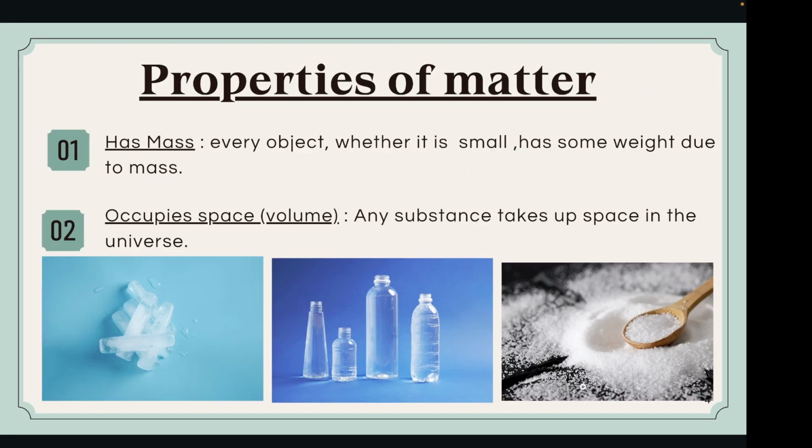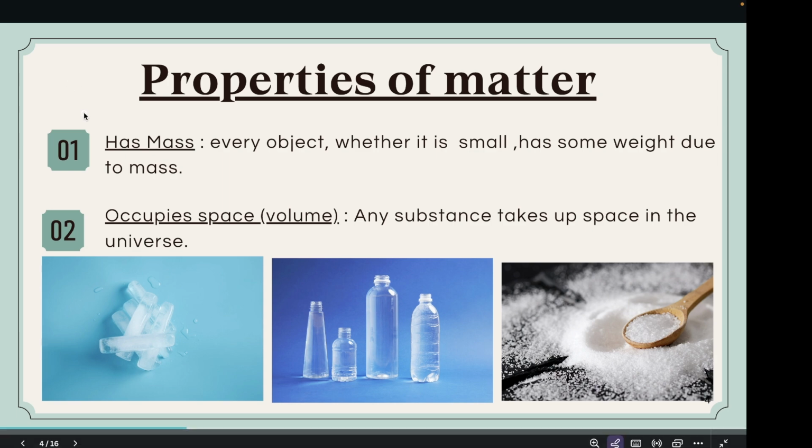Now, let's move on to the properties of matter. Matter has certain characteristics that help us identify and describe it. As discussed before, matter is anything that has mass and occupies space. So here you can observe two main physical properties, that is mass and volume.